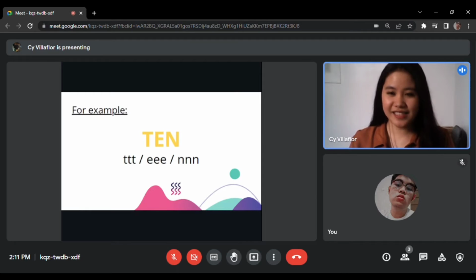Our next example is ten. The first sound is t, t. The second sound is e, e. The third sound is n, n. Okay, so how do we read these sounds? It is ten.